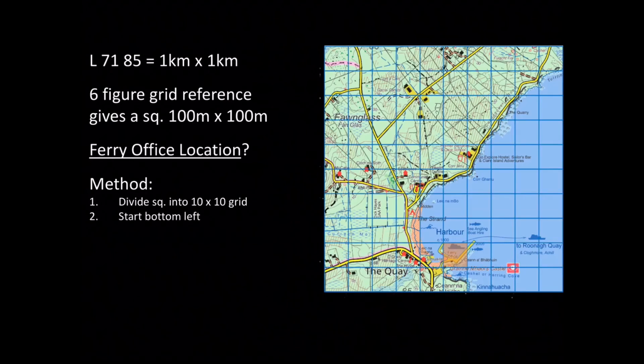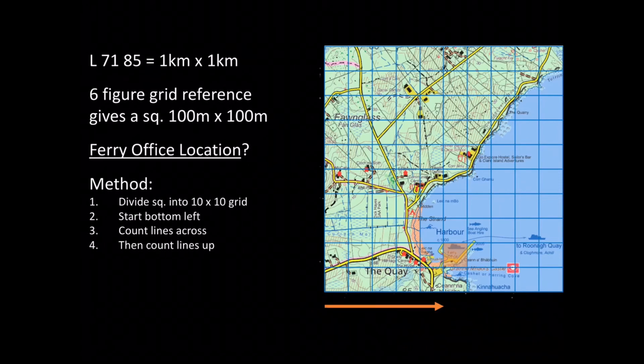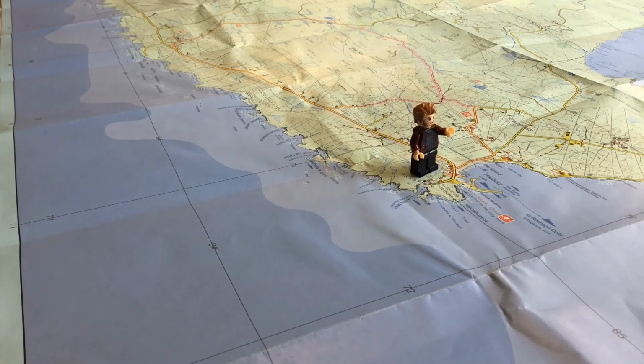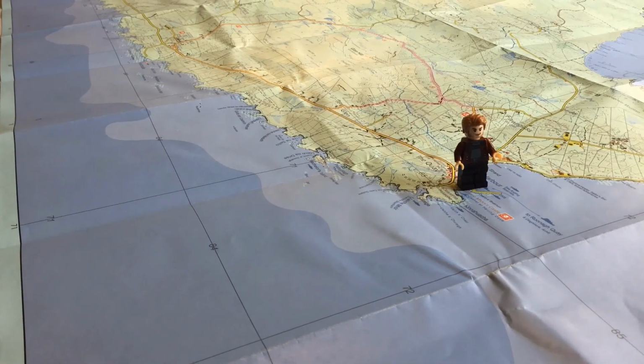And again, we start in the bottom left, counting lines across, and once we get to the bottom left corner, we count the lines up. So that this time will give us a grid reference of L71 with a 5, and then 85 with a 1. And I've given those coordinates to our little assistant, and he's able to move across to find the ferry office.